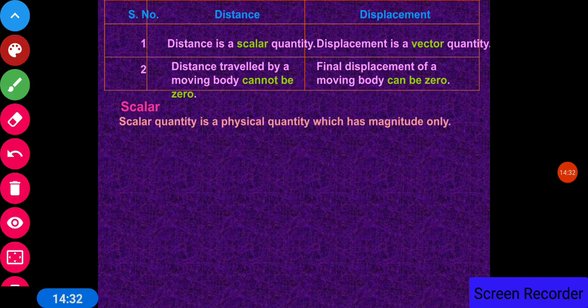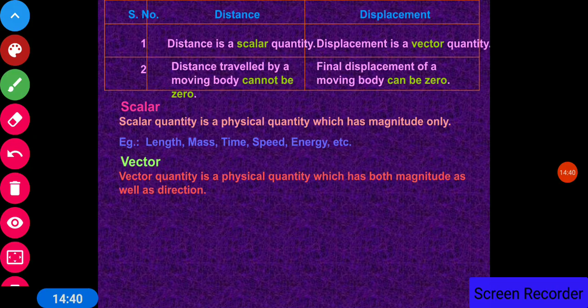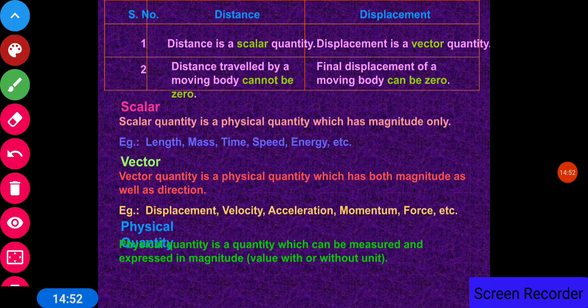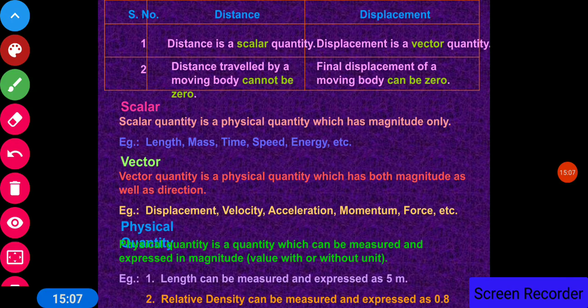A scalar quantity is a physical quantity which has magnitude only: length, mass, time. This you have already studied in your previous classes. A vector quantity, you already know, is a physical quantity which has both magnitude as well as direction. For example, displacement, velocity, acceleration, momentum, force, etc. A physical quantity is a quantity which can be measured and expressed in magnitude with or without unit. This you were given knowledge of in the previous chapter, that is units and measurement. So length can be measured and expressed as 5 meters. Relative density can be measured and expressed as 0.8. All these are physical quantities.